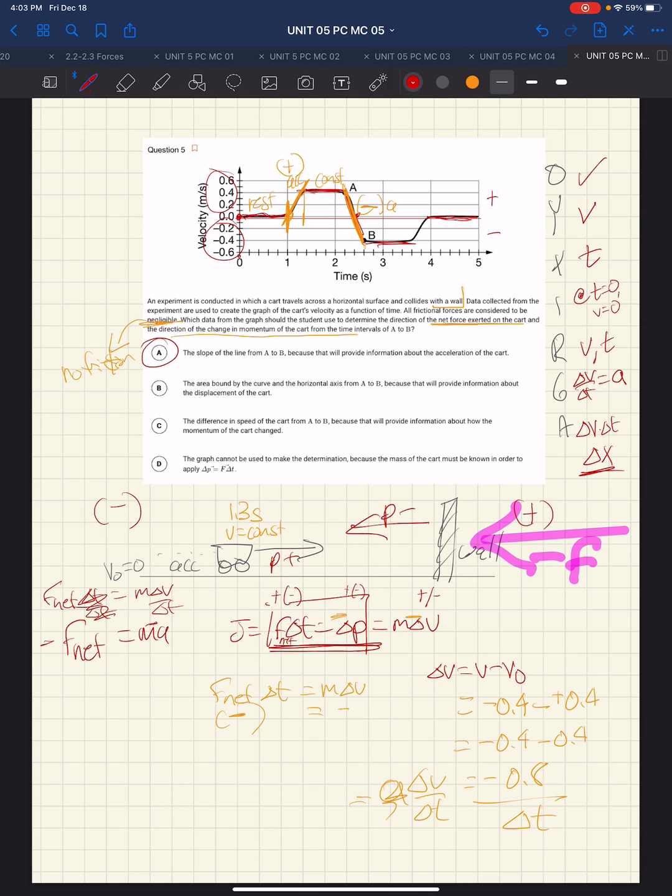But let's go ahead. The area is the displacement, delta x. Well, the displacement is not going to tell us the force, direction of the force. The difference in speed. Well, speed is the absolute value of velocity. In both cases, the speed is 0.4. So 0.4 minus 0.4 is 0. The difference in speed is 0. That's not going to tell us the force. The graph cannot be used to make the determination because the mass must be known. And that, of course, is false. We've shown that in a number of ways. And that's why the answer is choice A.